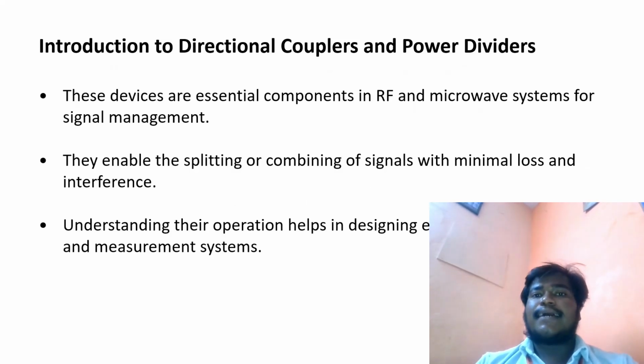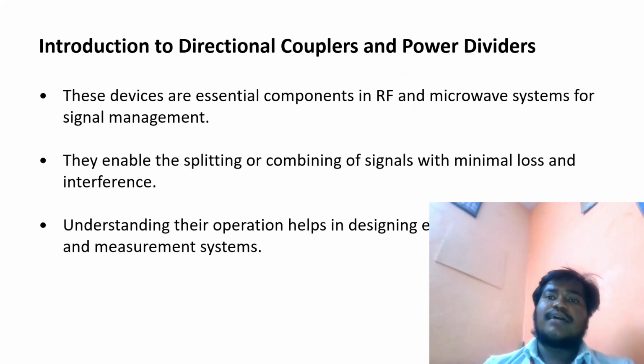Introduction to directional couplers and power dividers. These devices are essential components in radio frequency and microwave systems for signal management. They enable the splitting or combining of signals with minimum loss and interference. Understanding their operation helps in designing efficient communication and measurement systems. That is the introduction to directional couplers and power dividers.